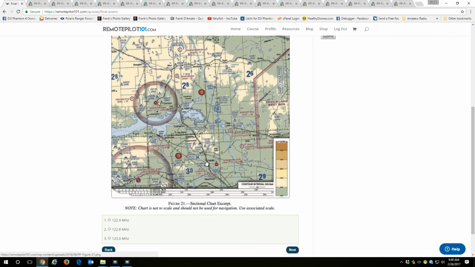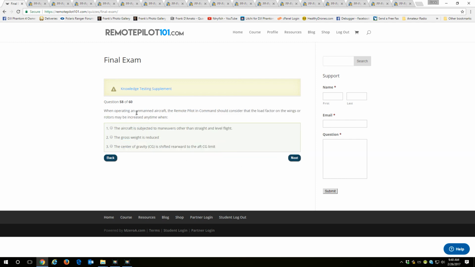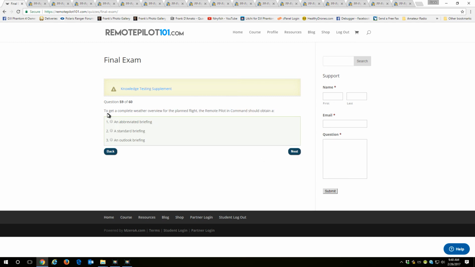Garrison Airport, CTAF, Garrison 122.9. The most comprehensive information given on the airport is provided by the chart supplement. When operating an aircraft, the remote pilot in command should consider that the load factor on wings or rotors may be increased anytime the aircraft is subject to maneuvers. To get a complete weather overview for a flight plan, the remote pilot in command should obtain a standard briefing. And what is a characteristic of stable air? Stratiform clouds.